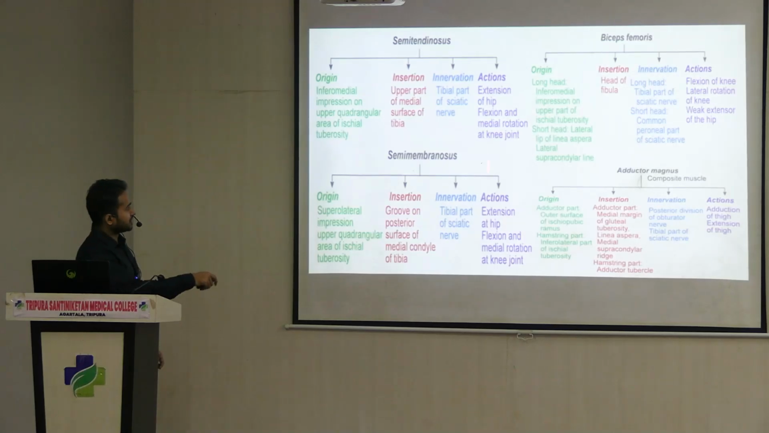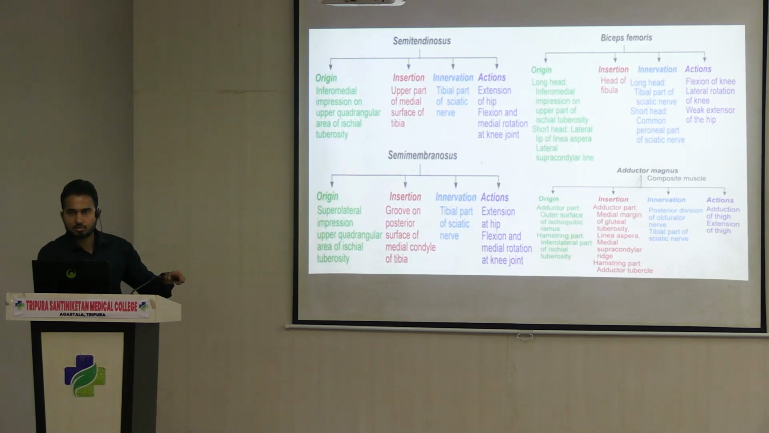Now here both the muscles you can see they are fulfilling this criteria. Okay, for example extension of the hip joint, and here also you can see extension of the hip, flexion of the knee joint. Along with that other movements are also done, that is medial rotation. But these movements are also done by these two muscles, that's why they are true hamstring muscles.